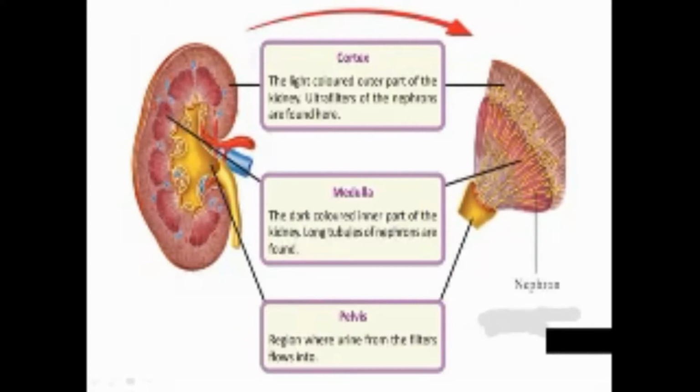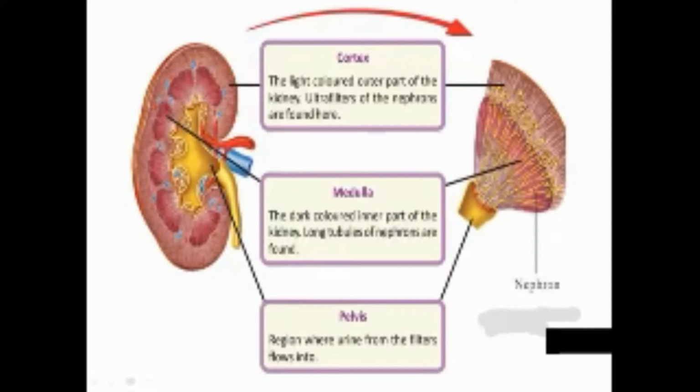The outer part of the kidney is light colored, and the ultrafilters of the nephrons are found here. Then the medulla is the dark colored inner part of the kidney, and the long tubule shaped remaining part of the nephron is found in the medulla.